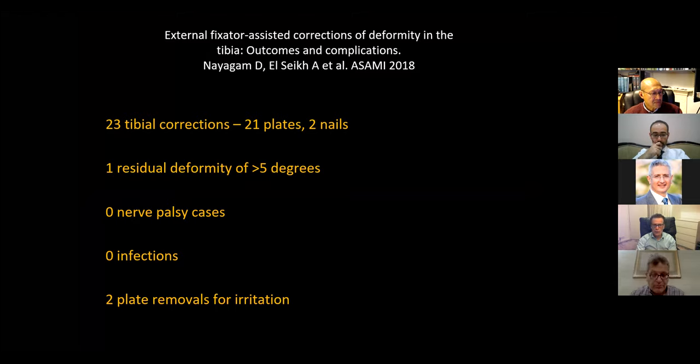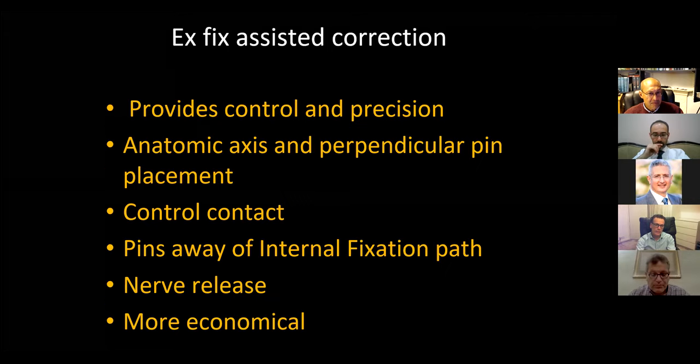One residual deformity only, which was exactly 5 degrees, not more than five. And that was because there was an issue with the deformity not accommodating the shape of the plate. So we agreed beforehand that it would be accepted. There have been no cases of nerve palsy out of the 23, and no infections. And the only additional procedures were two plate removals for irritation, one of which you have seen, the distal tibia plate. So, to conclude, the external fixator assisted correction provides, in our experience, control and precision.